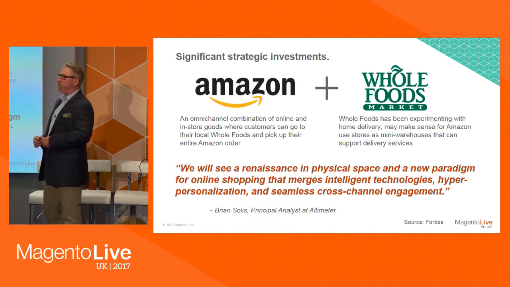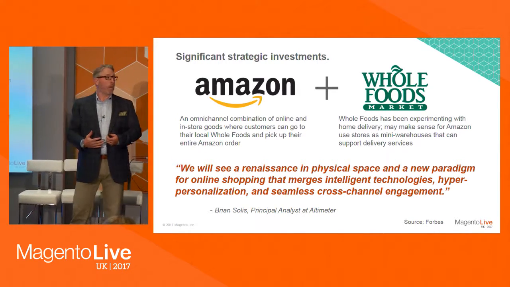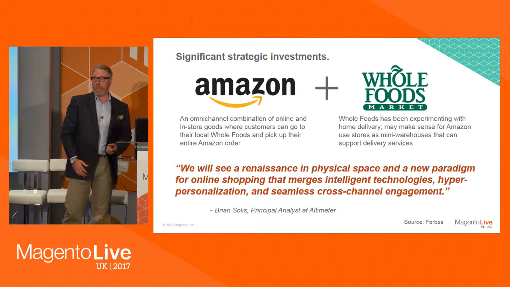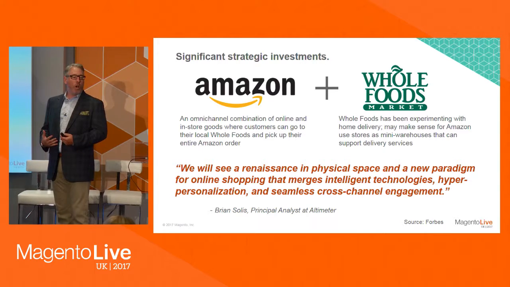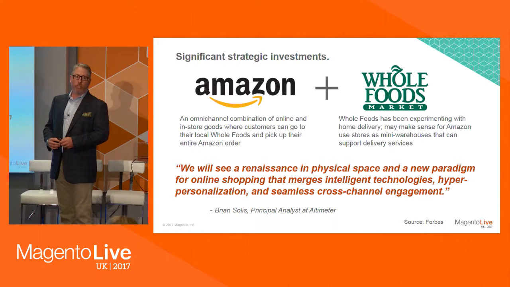Whole Foods is experimenting with home delivery. All grocers are experimenting with home delivery. Amazon can help them get there, right? So this is omni-channel. This is disruptive. We don't know what the new world looks like. Would we have expected this a year or two ago?